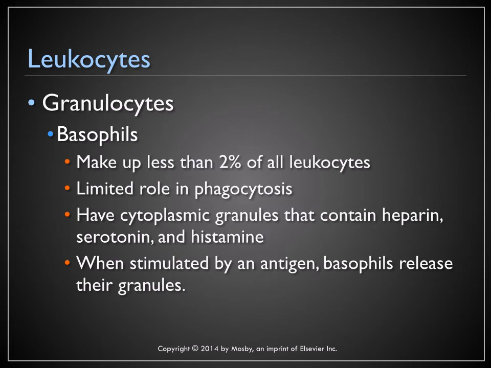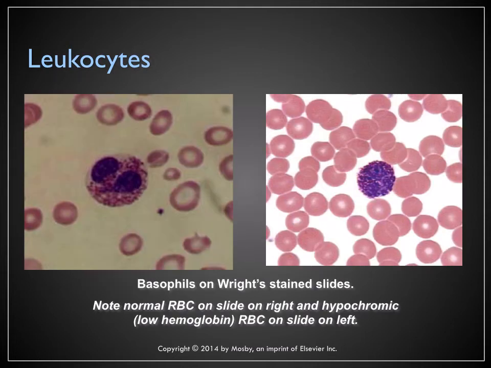And then we talk about basophils. They make up less than 2% of all leukocytes. They have a very limited role in phagocytosis. And they have granules which contain heparin, serotonin, and histamine. When they are stimulated by any antigen, basophils will release their granules.